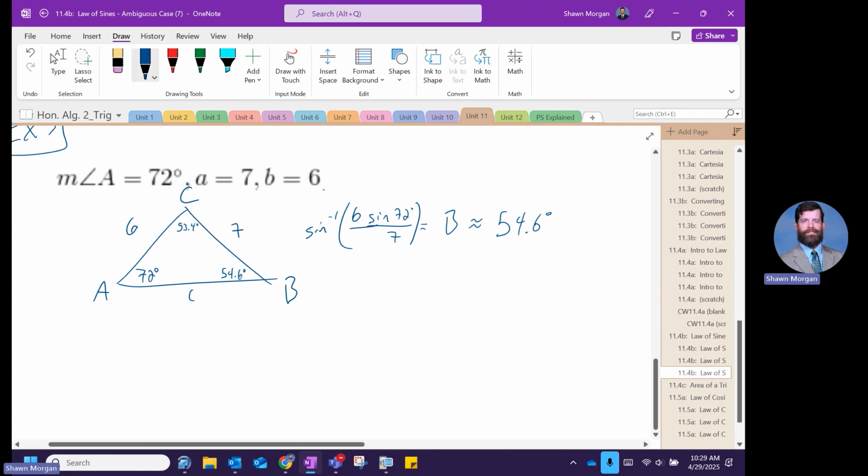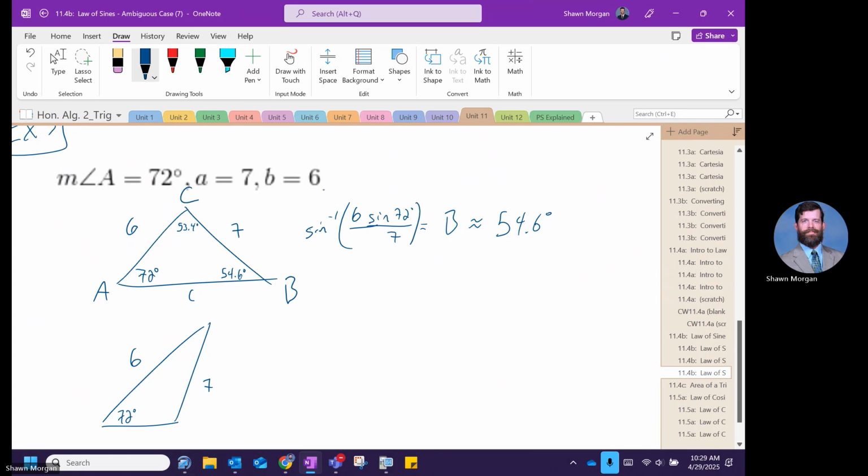Now, here's the hard part, friends. If there were going to be a second triangle, this is 72, this is 7, and this is 6. That's the only information I'm given. Who's to say that that 7 swung out to the right? Maybe it swung out to the left. What do you think about that? Is it possible? 7 compared to 6? No, it's not possible. 7 is longer and it wouldn't reach.